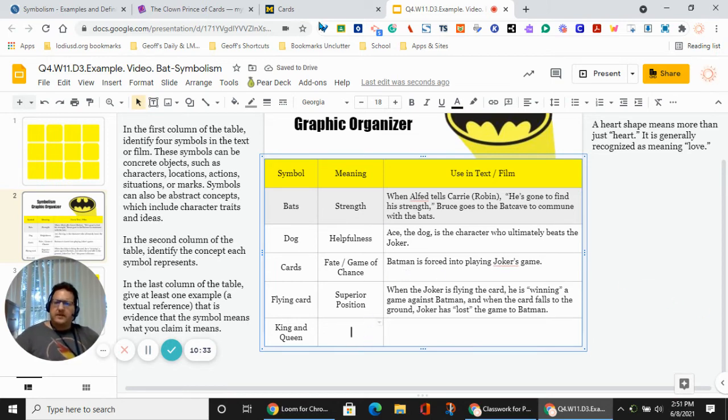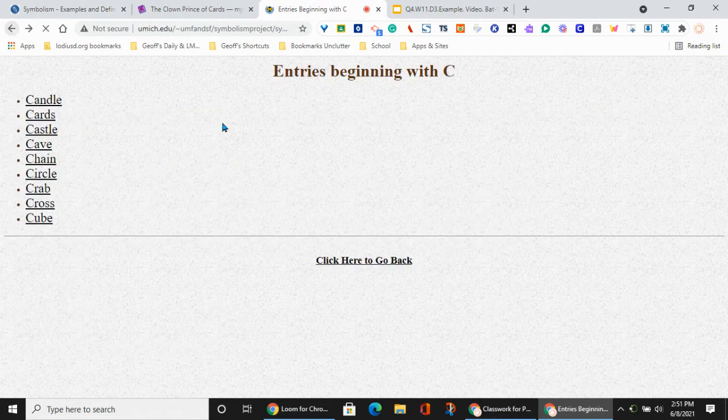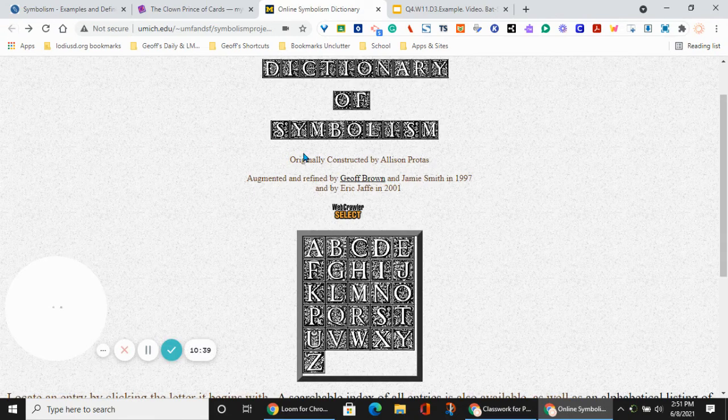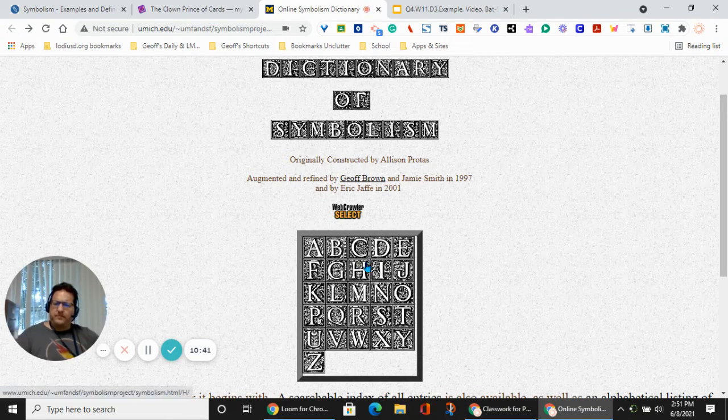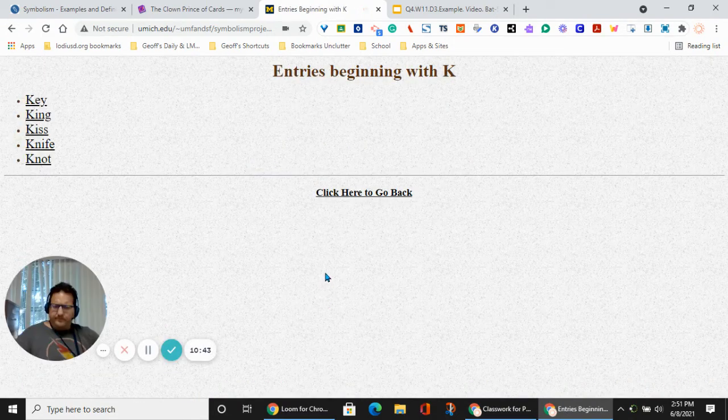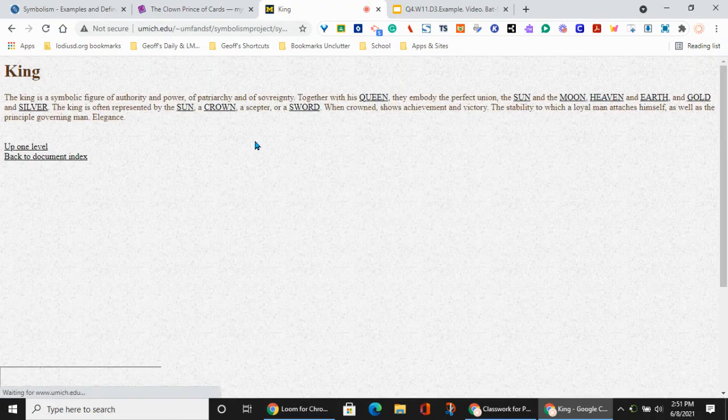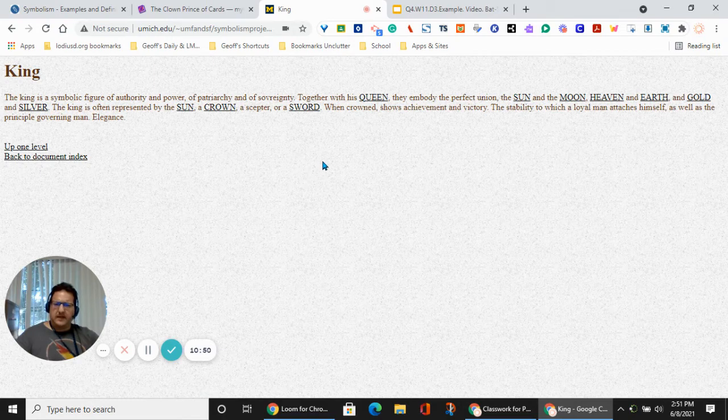Then I can look at the idea of king and queen. All right, I'm going to go ahead and go back over to this dictionary. I can say royalty. That makes sense. How am I going to attach it? That's probably pretty easy because we have a king and queen. But I'll look at king and see what it has to say. The king is a symbolic figure of authority and power.